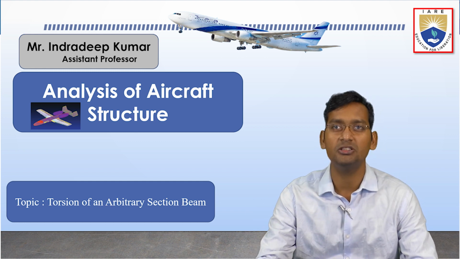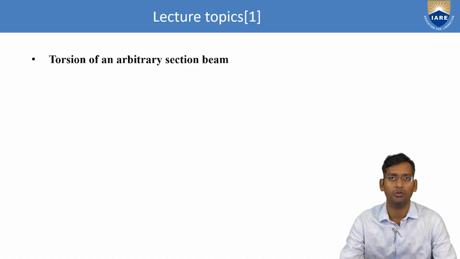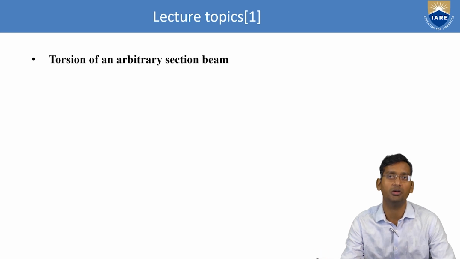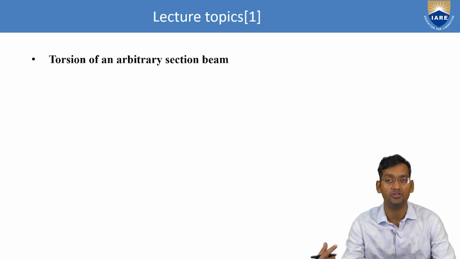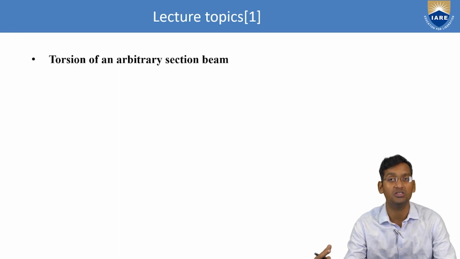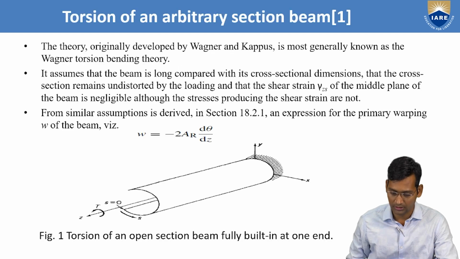So in this video, we will see torsion of an arbitrary section beam. So our lecture topic will be torsion of an arbitrary section beam. In an arbitrary section beam, how the torsion will be there, that we will see in the derivation first. After that, in the next videos, we will see the numericals, how we can use this theory in the numerical to find the torsion. So in this video, we will see the derivation first.